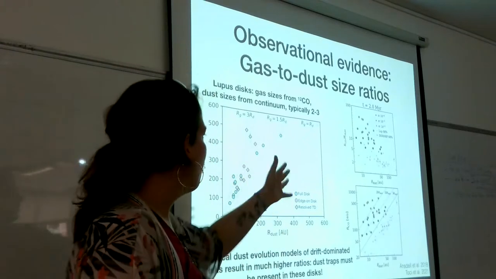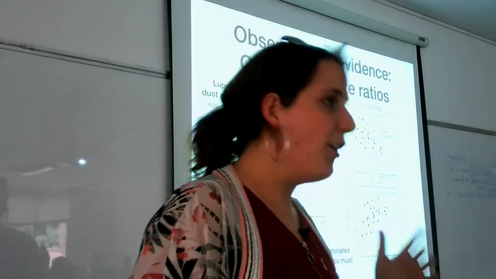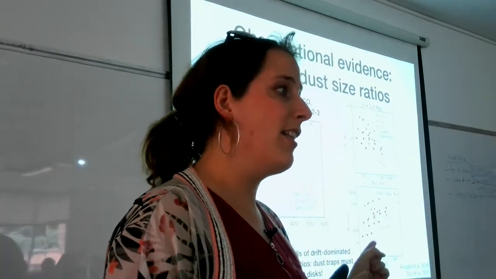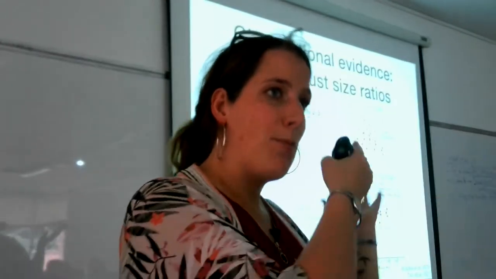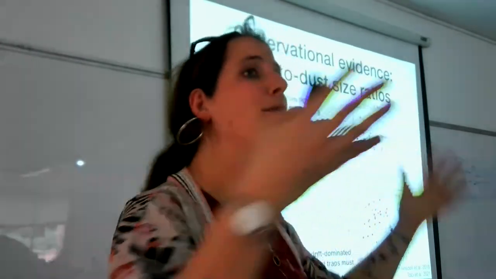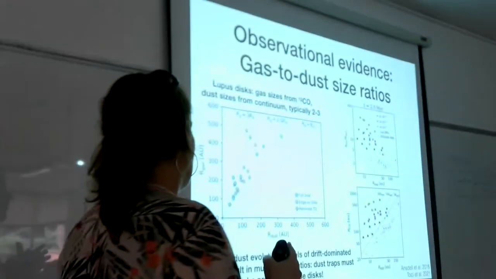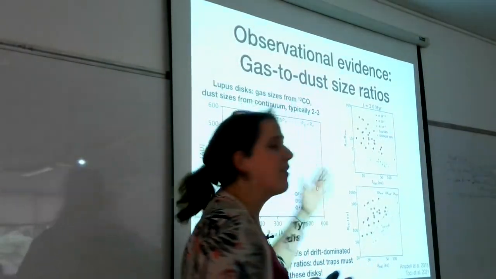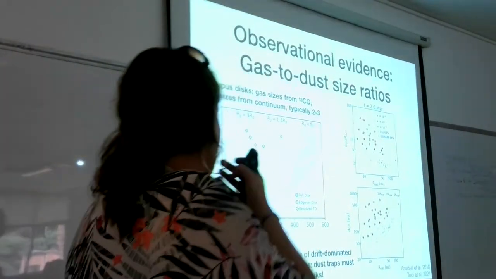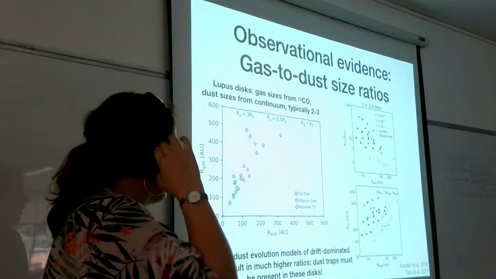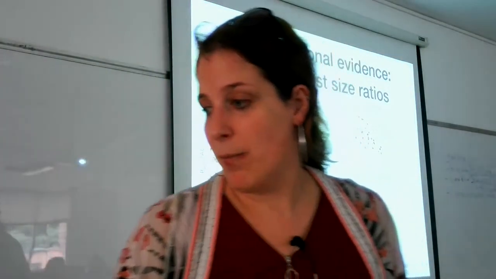So the conclusion of this work, or both of these works, is that drift is not complete in the disk. Drift has been halted. So there must be dust traps present in this disk, even if we don't observe them yet, simply based on the gas to dust size ratio. But it's the same effect as what we've seen before. So now we have, at least for some disks, we know that the dust traps must be present.